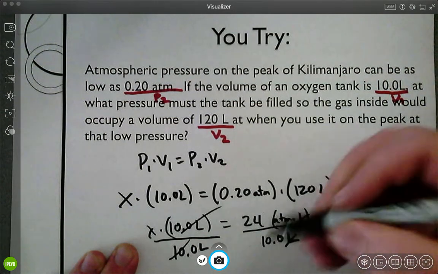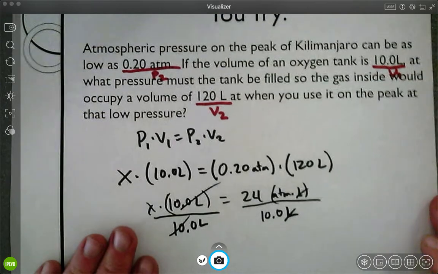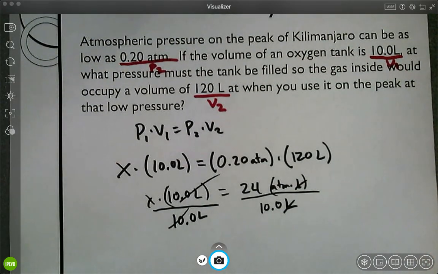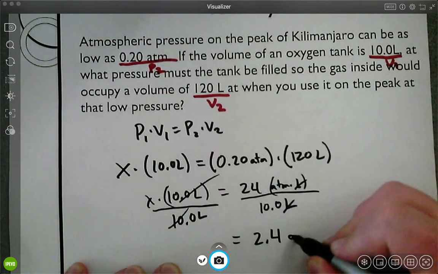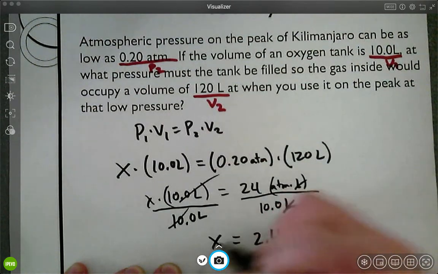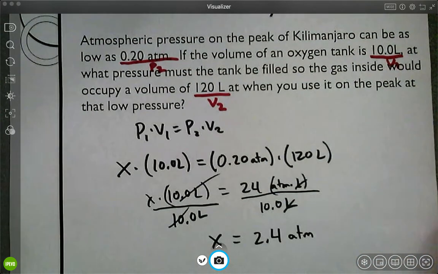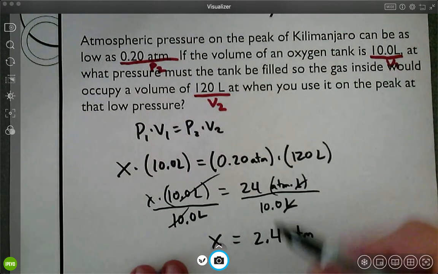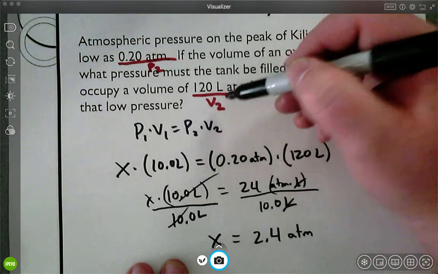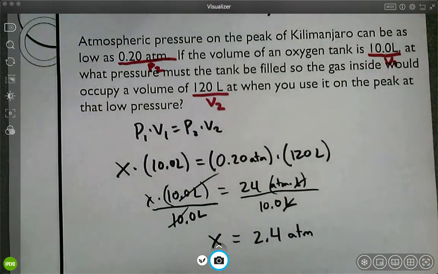Now I want to get x by itself, so I'm going to divide both sides by 10.0 liters. Liters cancels, so 24 divided by 10.0 gives me 2.4 atmospheres. And this, my x, is P1, the pressure I would want to start with in the oxygen tank at 10 liters. A higher pressure so that when we get up there and we release it from the tank to make it larger, at that low pressure, it would be how much oxygen we actually need.